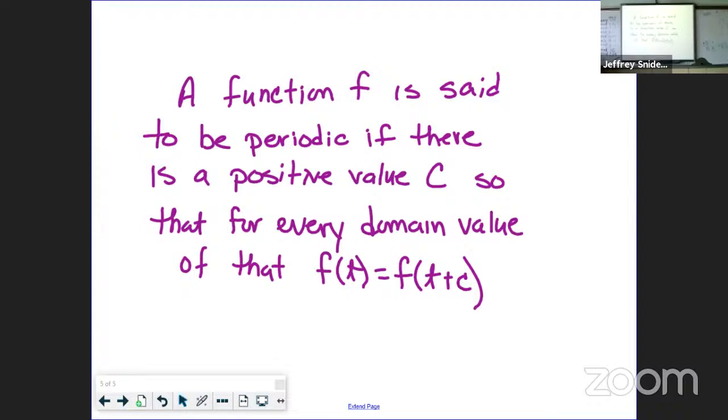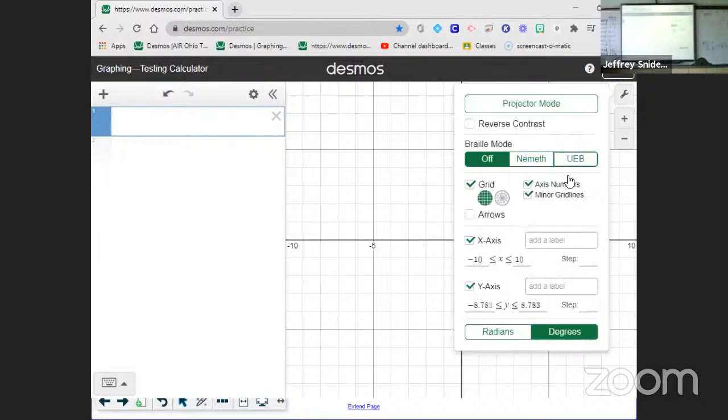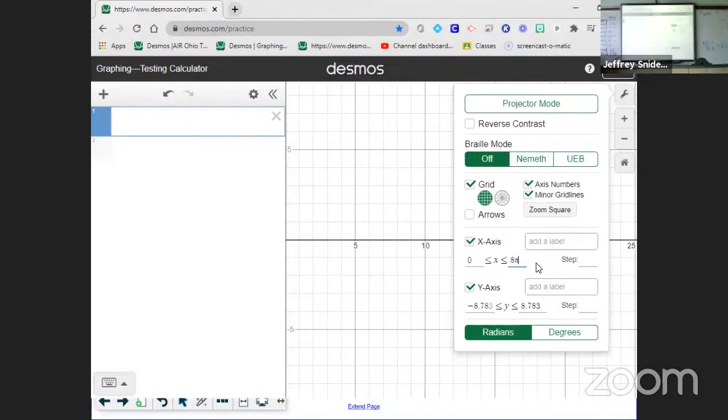And let's see what we got here. Start. And we're going here with this. I got to make sure I'm in radians over here. Okay, radians, and I'm going to set my x-axis to go from 0 to 8 pi. How many revolutions is that, by the way? 4. Yep, that's 4 revolutions.